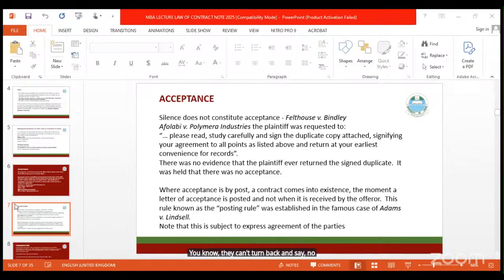You see, because they have done something outside of the silence. There's something they did that strongly suggests that they accepted, because you can't convert that bread back to flour again. So you see that by the action of that person, even though there was no communication, it shows that there's acceptance in that regard. There are so many exceptions to that effect.